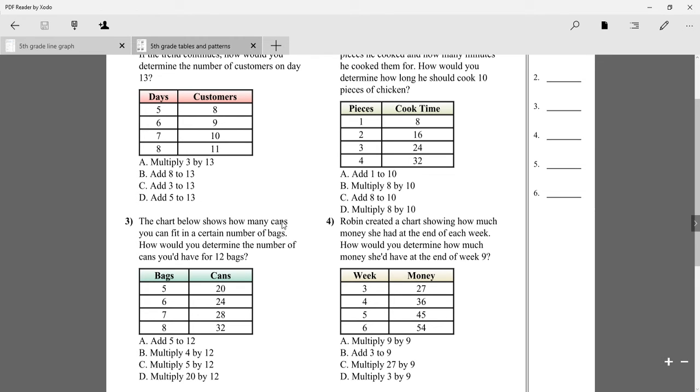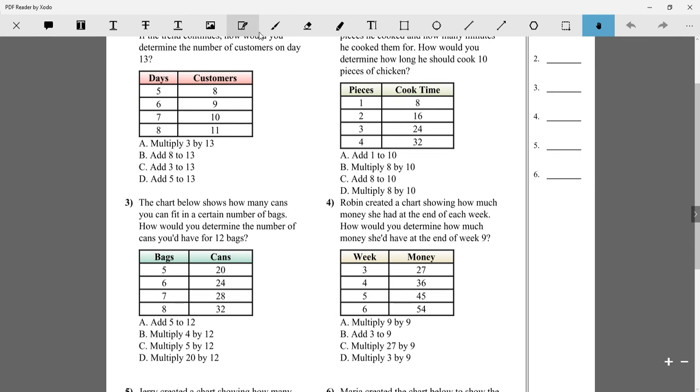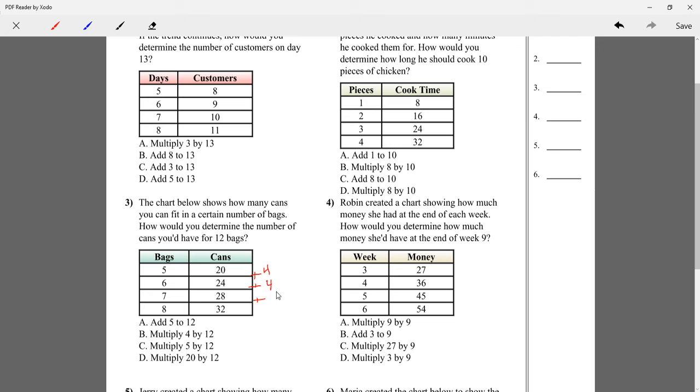The chart below shows how many cans you can fit in a certain number of bags. How would you determine the number of cans you'd have for 12 bags? Let's see if we can figure out the pattern. So right now, I'm seeing that this is 5, 6, 7, 8. So this is plus 4, plus 4, plus 4.